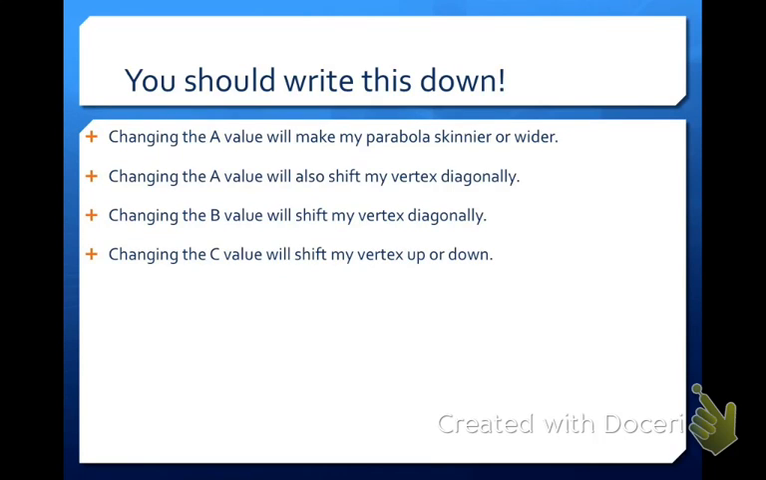Okay, so today we're going over how to write our equations from our parabola. So during class we went over this, just what my a, b, and c values mean in my quadratic equation. So changing my a value makes my parabola skinnier or wider. For it to be skinnier, I'm going to have an a value that is a greater absolute value. For it to be wider, it's going to be less than.